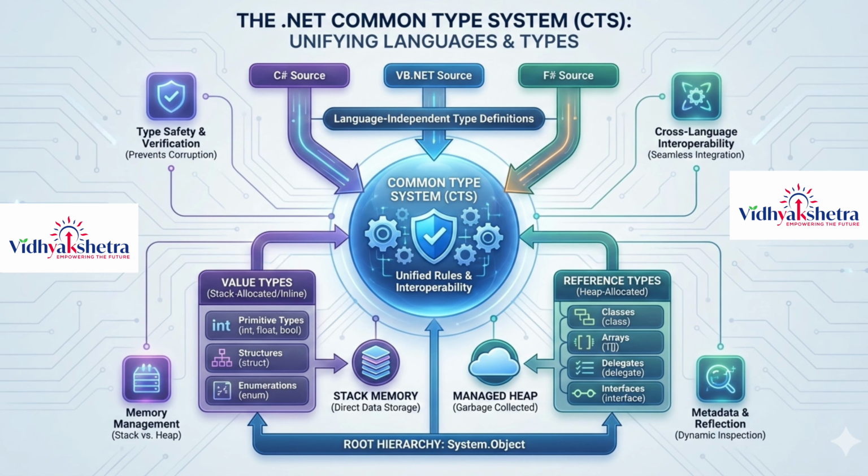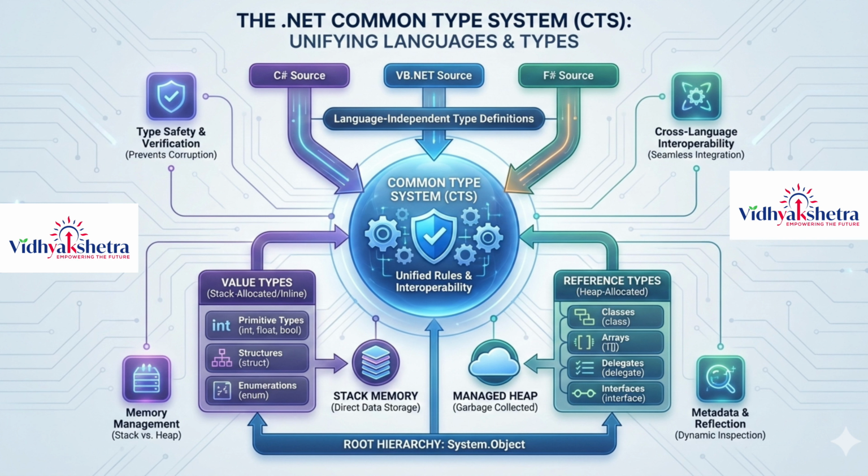The role of metadata is tightly coupled with CTS. Metadata describes every type defined in an assembly, including fields, methods, properties, and attributes. CTS rules determine how this metadata is structured. The CLR relies heavily on metadata to enforce type safety, perform reflection, and manage execution.